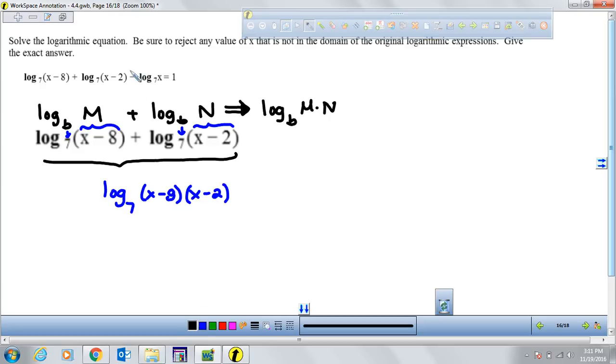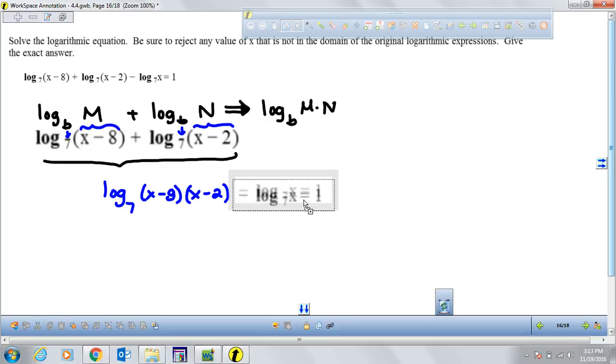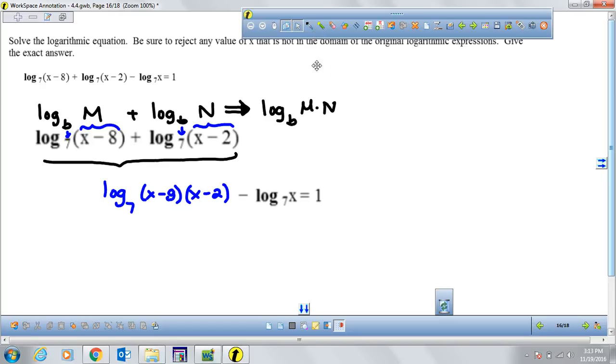Okay? And now I'm just going to bring down the rest of the information. And then you see that the rest, we now have this, right? So I'm going to bring down the rest. Minus log base 7 of x equals 1, right? That is the other side that I didn't do yet. Okay? So far so good. Now, what do we need to do next?